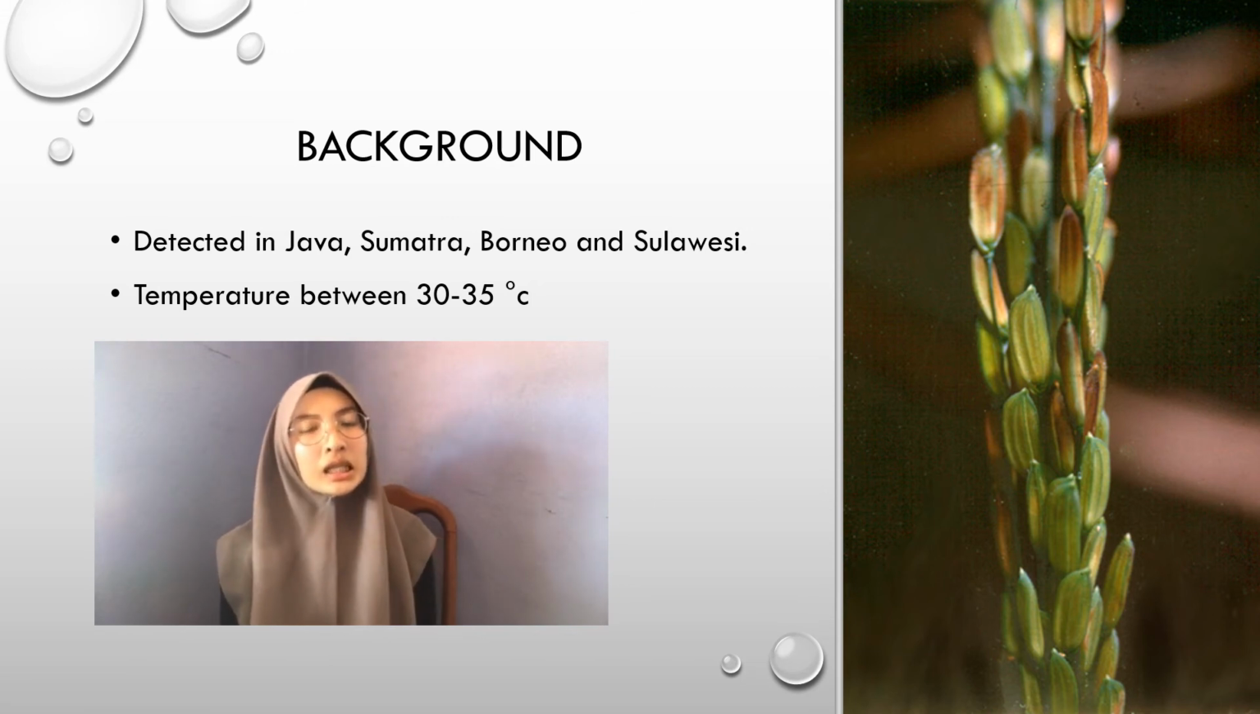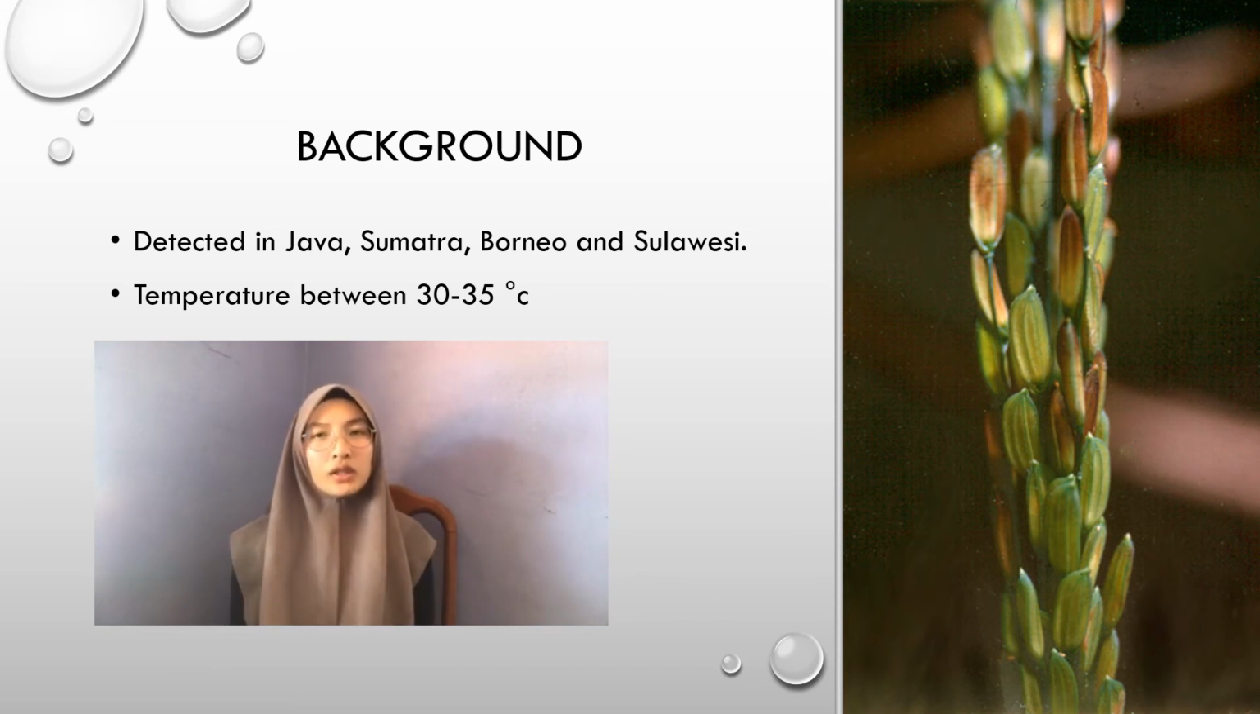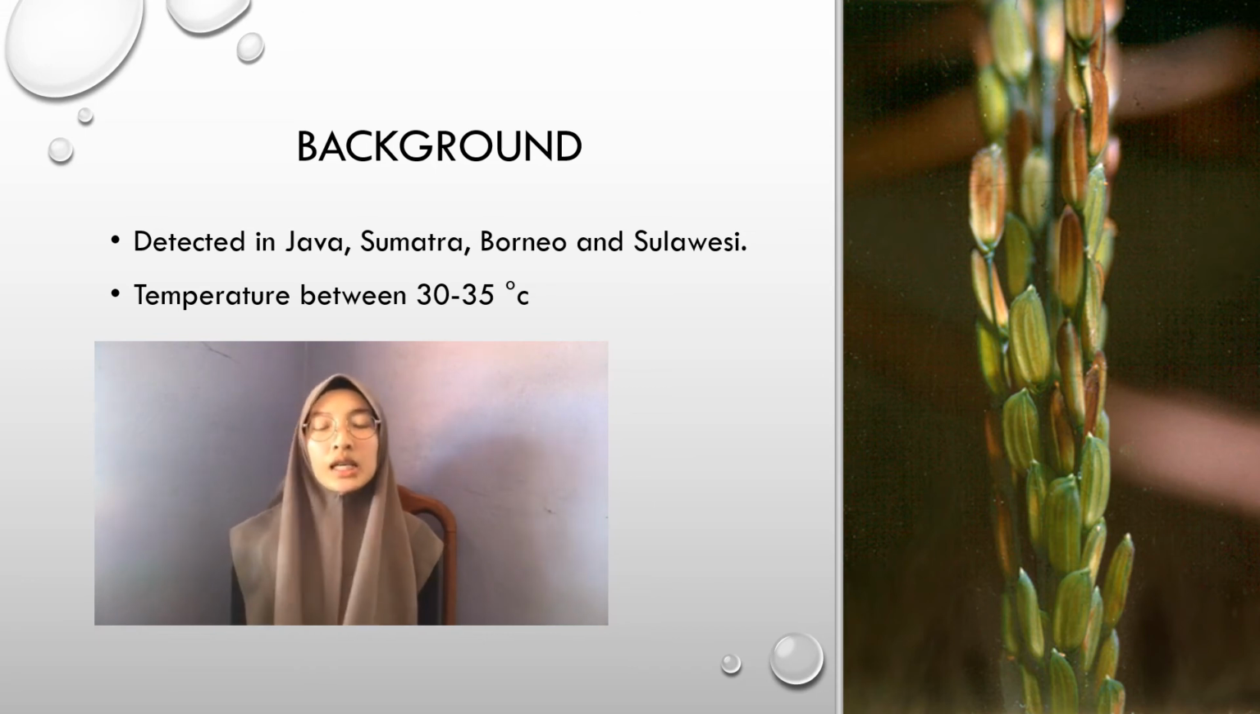The disease intensity is affected by environmental and physiological factors such as warm temperature at night and high rainfall intensity. The optimum temperature for the development of the disease is about 30 to 35 degrees Celsius. Tropical areas of 32 to 36 degrees Celsius are suitable for this disease.